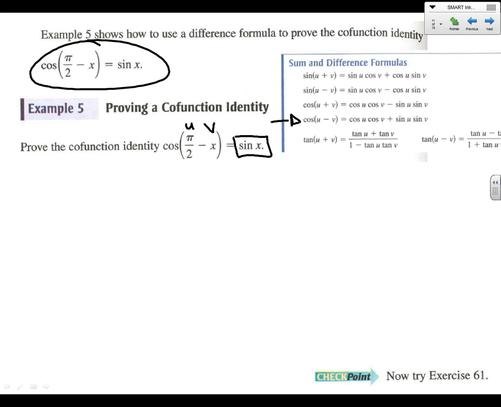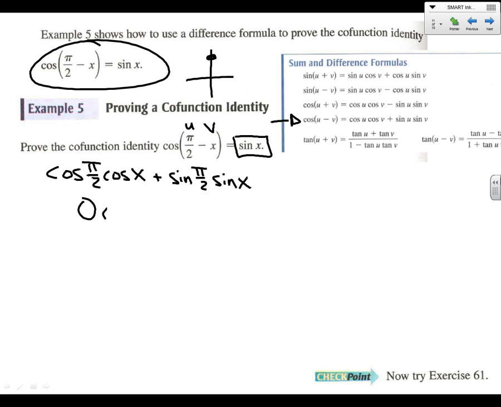That's our job. So cos u cos v, plus sine u sine v. All right, pi over 2, well, that's 90 degrees. That's right here. What is the cosine there? What's the x value? That's a 0. Plus the sine value here. The sine value is the y value. That's a 1.